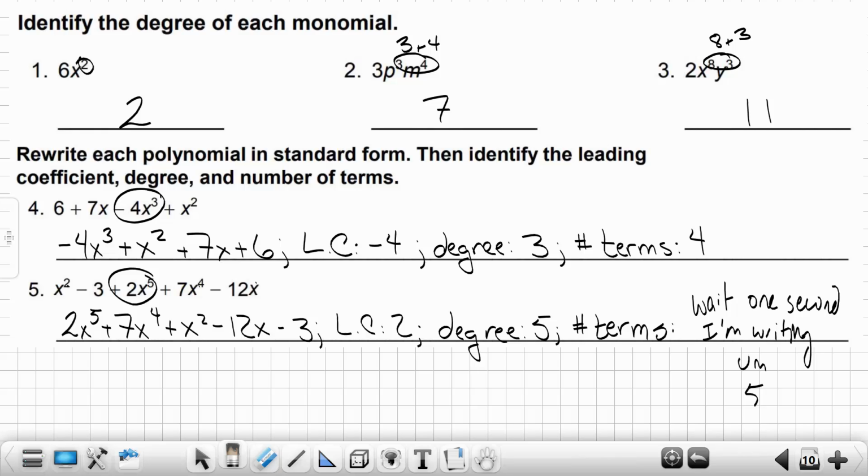What does it say? Wait, one second. I'm writing 5. 5. That's the answer. Okay.